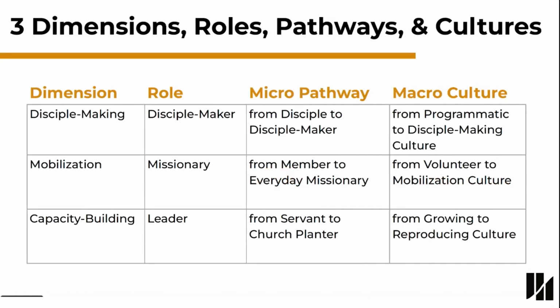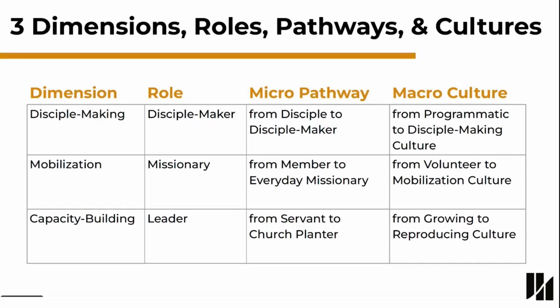So here's where we see, if we just summarize, there's the three dimensions in the first column: disciple-making, mobilization, capacity building, that we just saw in the diagram. There's three different roles that an everyday disciple plays: a disciple maker, a missionary, and a leader. And in that micro pathway, we're trying to help people move from disciple to disciple maker, and from member to everyday missionary, and from servant to church planter.